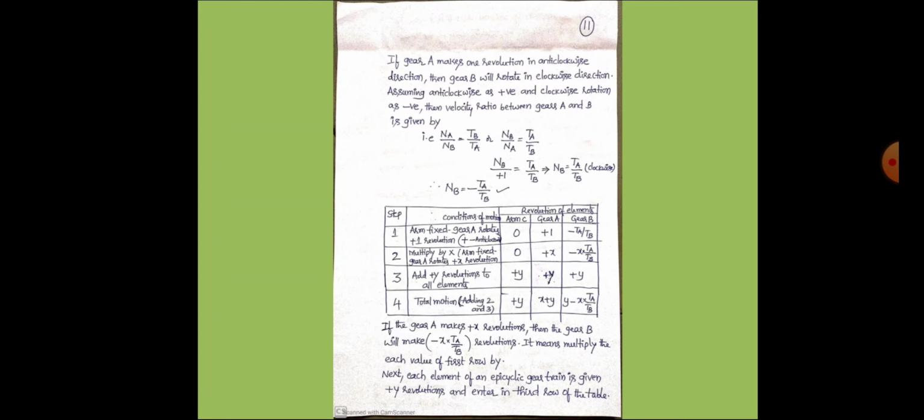So if I add 0 plus y, it will be plus y, and gear A plus x plus y, that is x plus y, because both are positive. And gear B, second, is minus x into Ta by Tb, plus y. If I add these two, then it will be y minus x into Ta by Tb. So don't forget to plus and minus carefully.